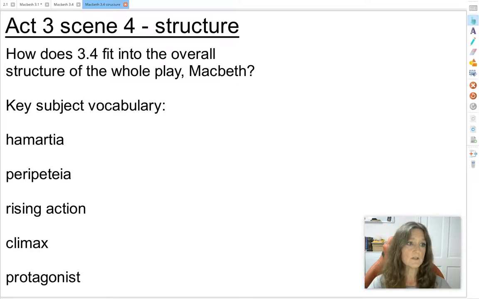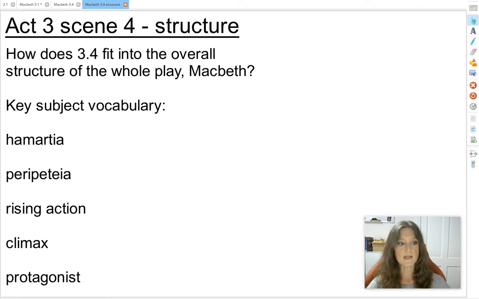Everybody. Right, we're going to look now at something a little bit more specific about Act 3, Scene 4, and that's the way it's structured and how the structure of Act 3, Scene 4 fits into the play of Macbeth as a whole. And so we're going to be using some quite fancy vocabulary in today's lesson. So let's just go through that.